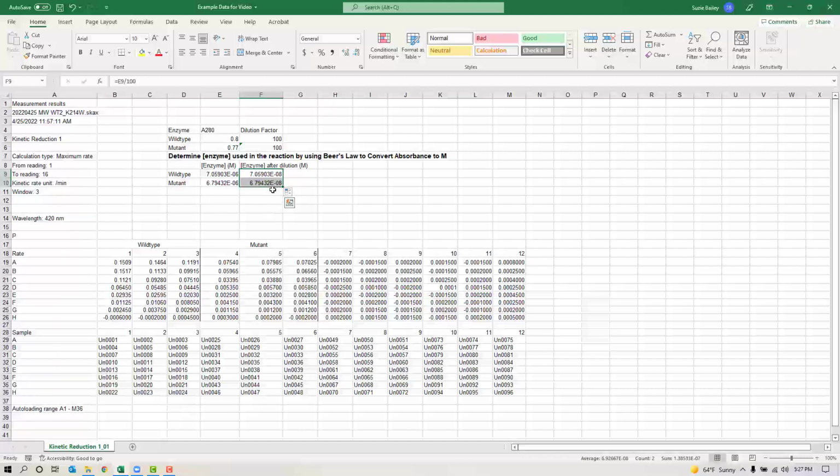So I'm going to need those numbers at the end, right before I'm ready to build my Michaelis Menten curve. So we'll put that on the back burner for the moment. We'll come back to that. So this is enzyme concentration in units of molarity after dilution.